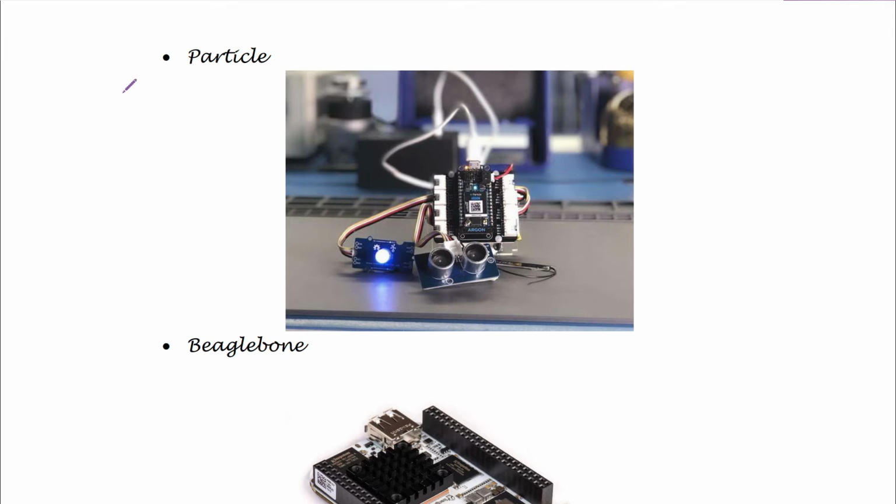Next, there's another company called Particle. It also develops hardware platforms and associated software tools for developing IoT prototypes and products. If you go to the site or directly Google Particle IoT, you will get a lot of information about this company. It has a lot of products ranging from beginner to advanced. So depending on the type of IoT application you're trying to implement, one of these platforms can be used.